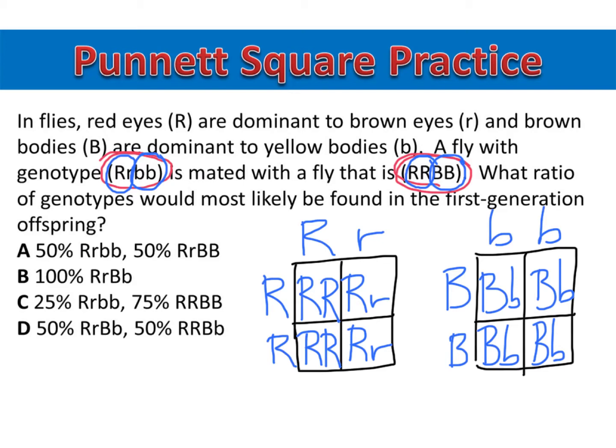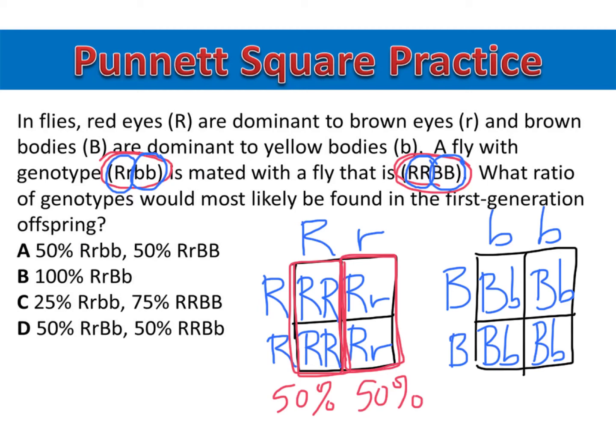So now we can look at our question. It wants to know the ratio of genotypes in the first generation of offspring. This may seem a little confusing, it may throw you off a bit, but it's actually going to be very simple once you break it down. So look here, I've got 50% of my offspring, half of them, would be homozygous dominant, big R, and the other 50% are going to be heterozygous, big R, little r.